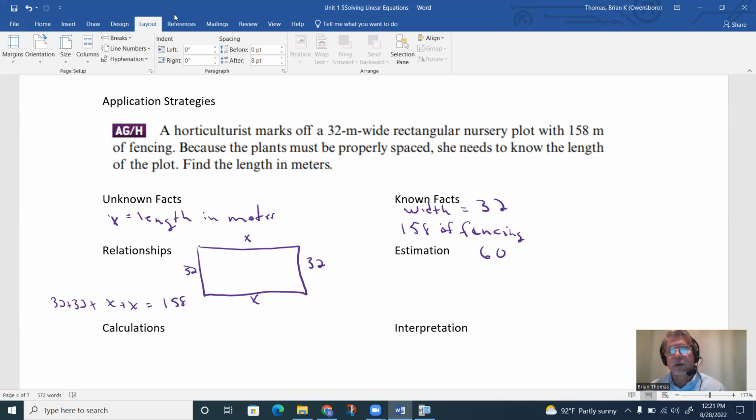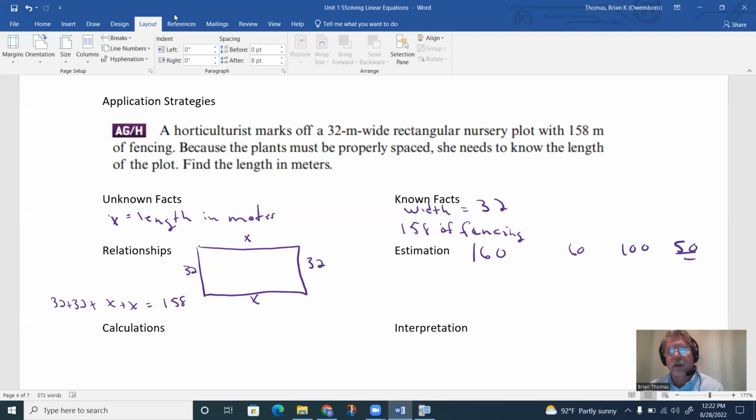32 and 32, that's like 60. It looks like I need 100 meters, but that 100 meters has got to be shared on two sides. So what I'm looking for as an estimation, it looks like 50 would be what I'm looking for as an answer. The estimation is just kind of using some rounding.